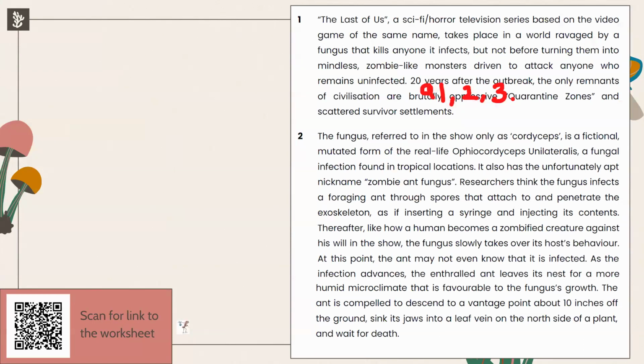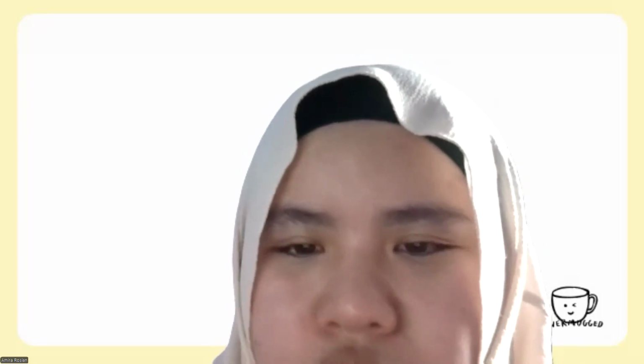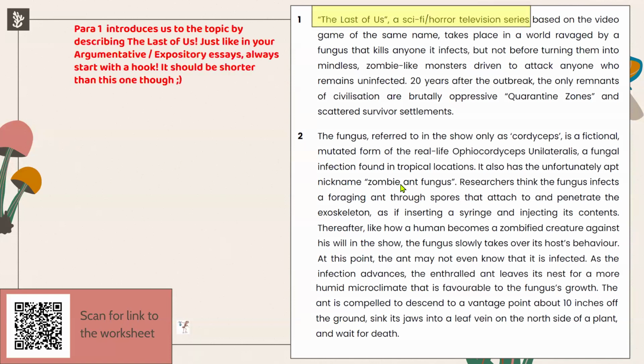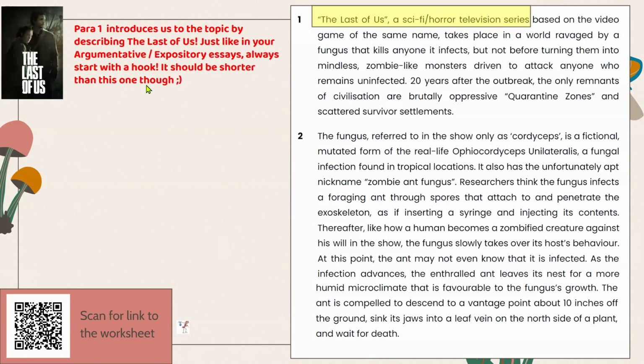Now, let's take a look at the passage as well. Okay, let me pull out my annotation just in case. Okay, so we'll start with paragraph 1. As always, with your expository comprehension, it will start with an introduction to the topic. In this case, they're introducing us to the topic by describing The Last of Us. Right? Have any of you watched the show or play the game? Because I think it's a TV series. It's about zombies. Yes. Okay.